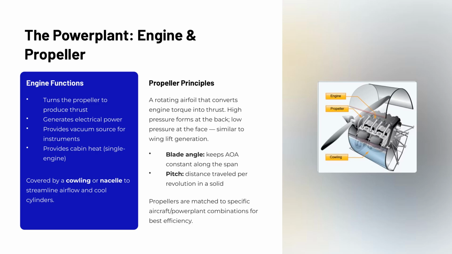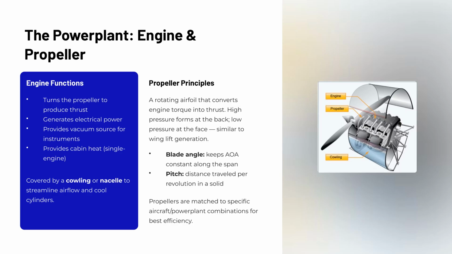The engine is the heart of the aircraft's power plant system, and it does much more than simply move the airplane forward. Yes, it turns the propeller to produce thrust, but it also generates electrical power for your avionics and systems, provides a vacuum source for certain flight instruments, and in single-engine aircraft, it's the source of cabin heat as well. The engine is enclosed within a cowling or nacelle, which serves two important purposes. It streamlines airflow around the engine to reduce drag, and it directs cooling air across the cylinders to manage operating temperatures.